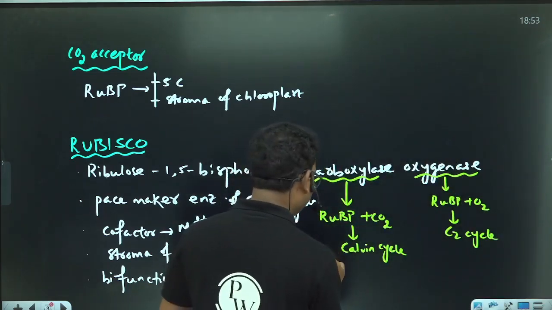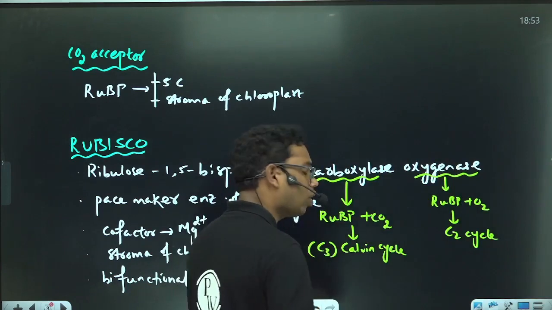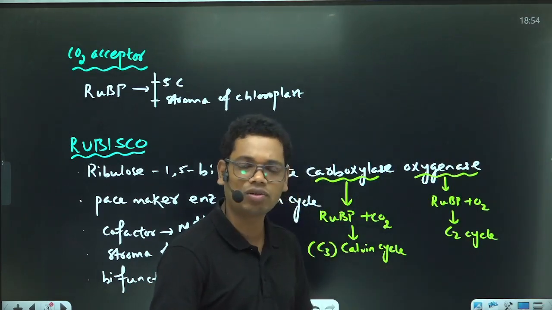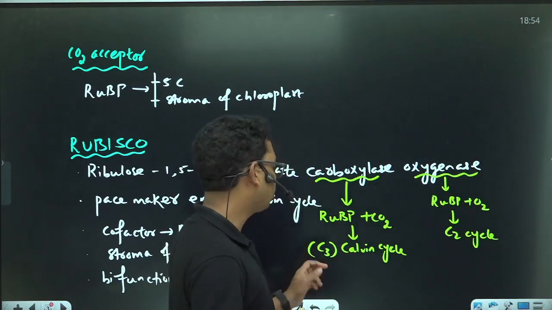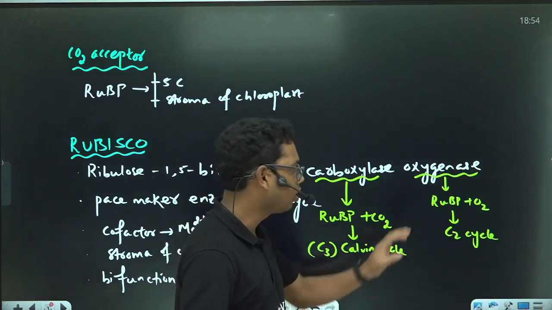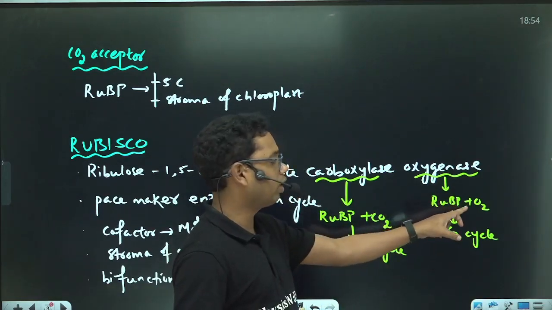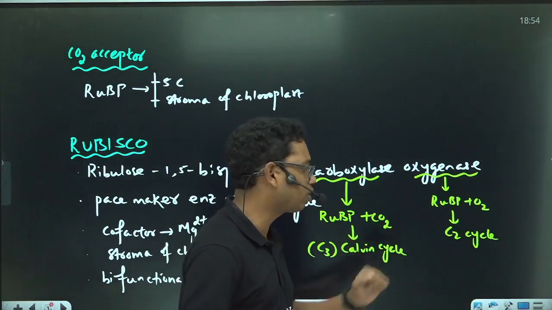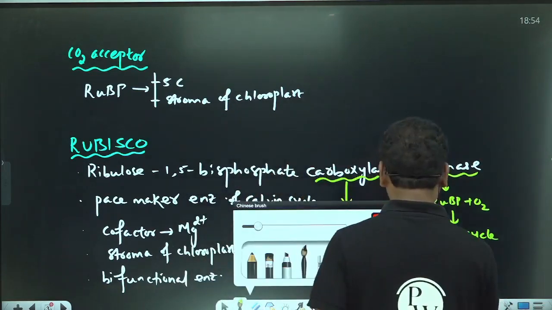Calvin cycle is also known as what? C3 cycle. Why? Because its first stable product is a 3 carbon containing compound. So when RuBP gets bound with O2, what happens? The C2 cycle takes place, and the C2 cycle is nothing but photorespiration.